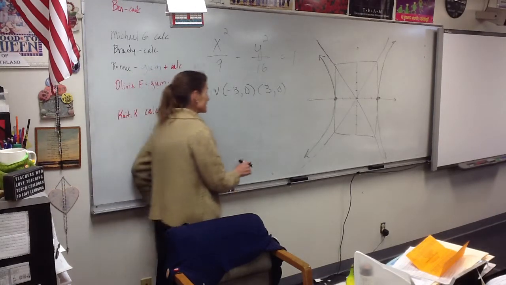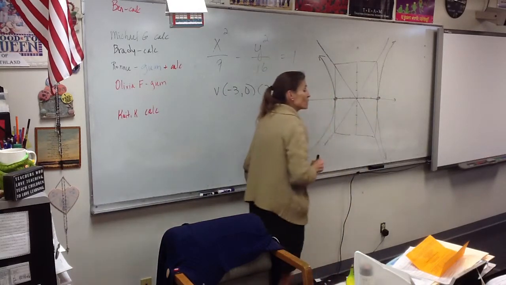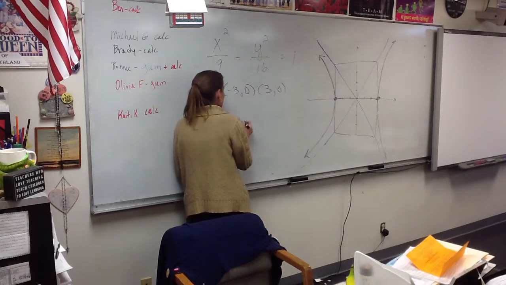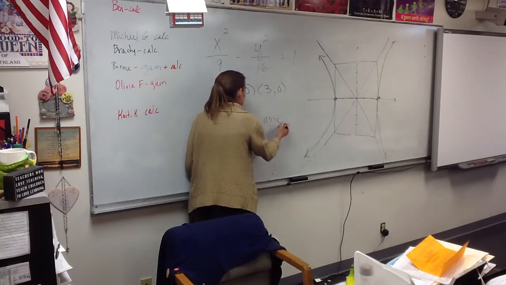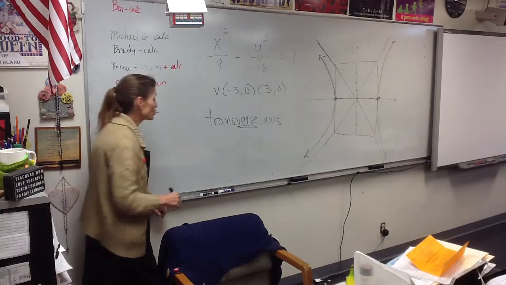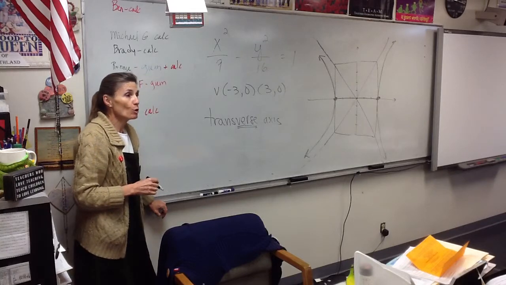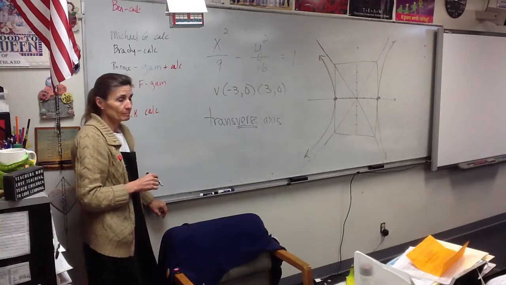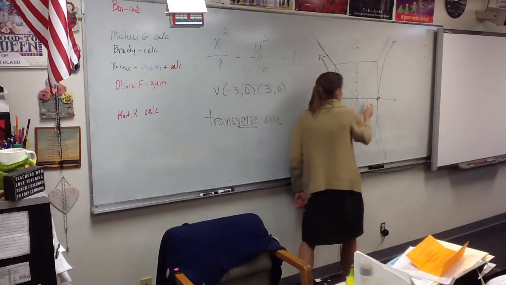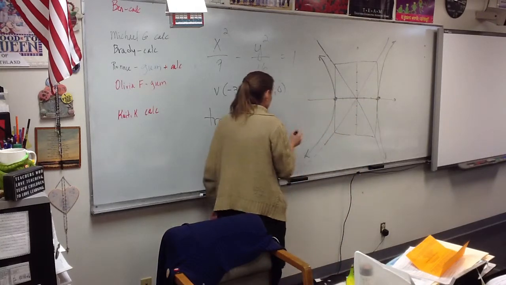Now, this axis that joins the vertices is called the transverse axis. You will not forget this because the word transverse contains part of the word vertices. These are your vertices. So what is the length of the transverse axis? 6.